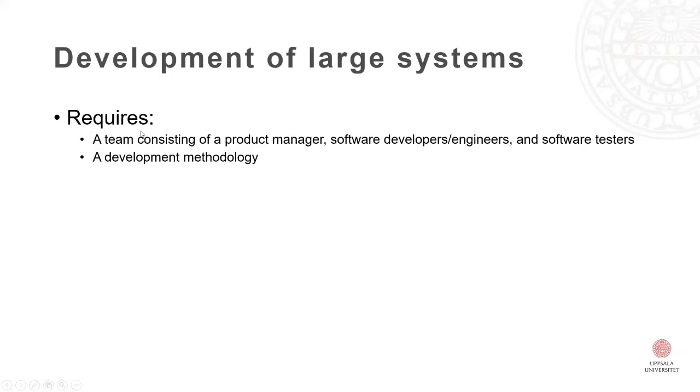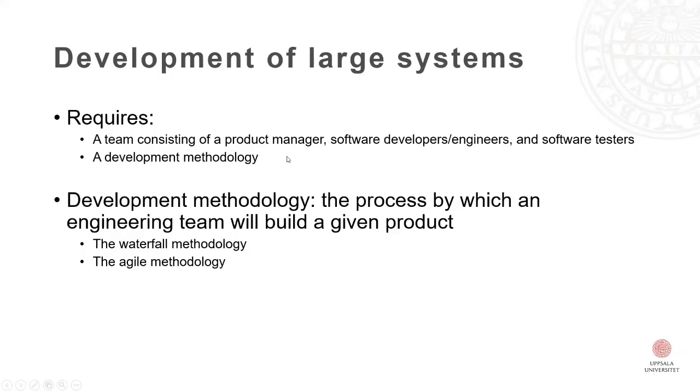And besides a team that is needed and crucial, you also need a development methodology. A development methodology is the process by which an engineering team will build a given product. It tells them where to start, how many different steps they will have in their work, and how they are going to proceed from one step to the other.